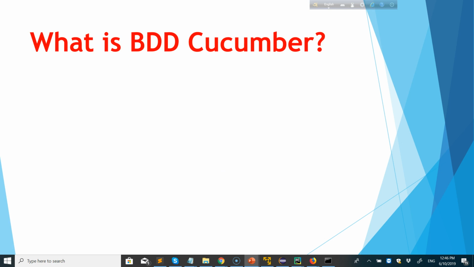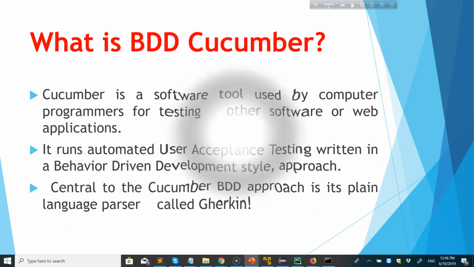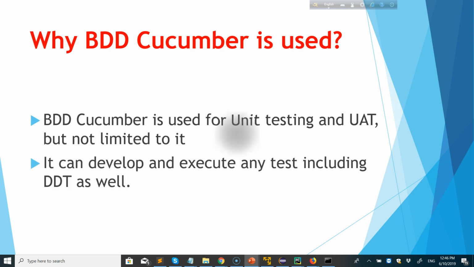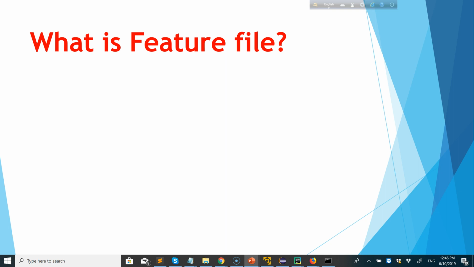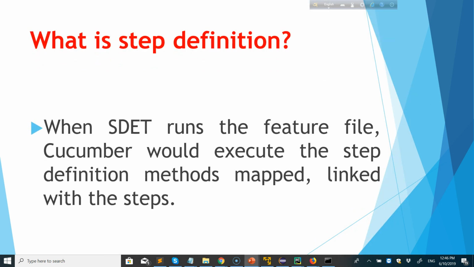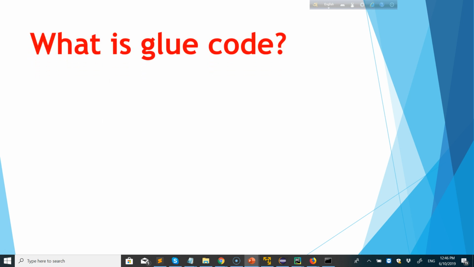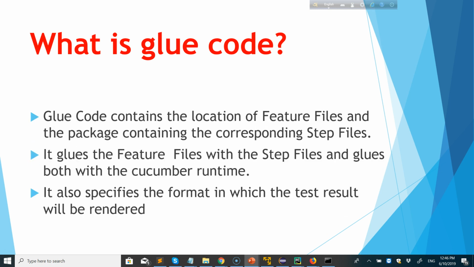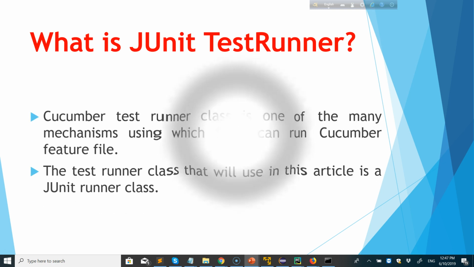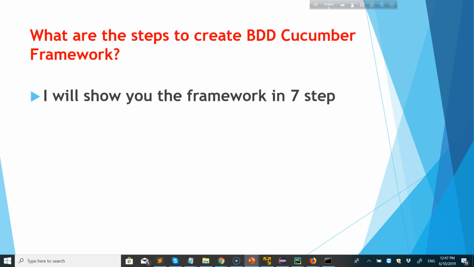So in the last 4 video tutorial series, we already came to know what is BDD Cucumber. Just recapping, why BDD Cucumber is used, then what is feature file, then what is Gherkin language, what is step definition file, then what is glue code in BDD Cucumber, then finally, what is JUnit test runner. And we also came to know what are the steps to create BDD Cucumber framework.